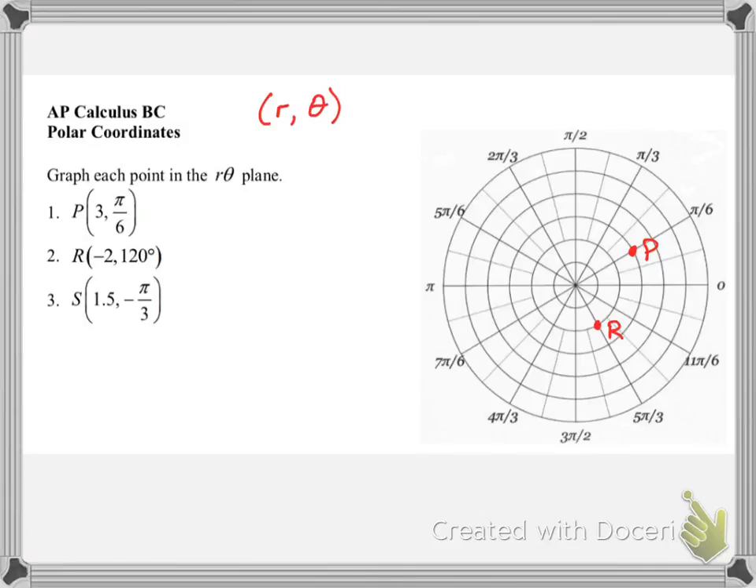All right, so the next one has a negative angle. So the negative angle is going to be the negative rotation, which is right here, and pi over 3, negative pi over 3 will be this line, and then 1.5 will be located right here. And that is going to be the coordinate for point S.